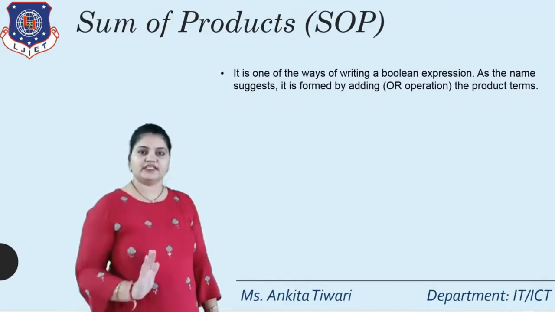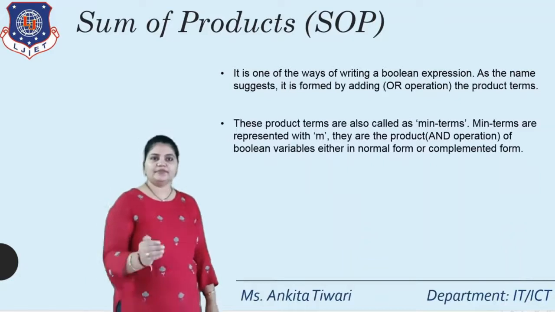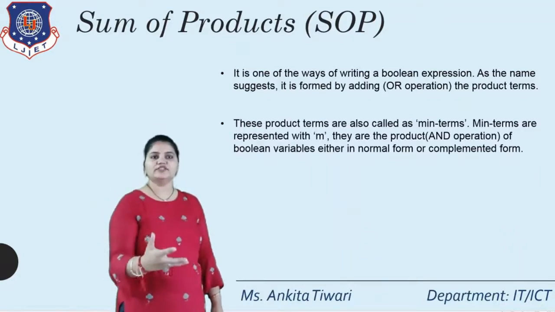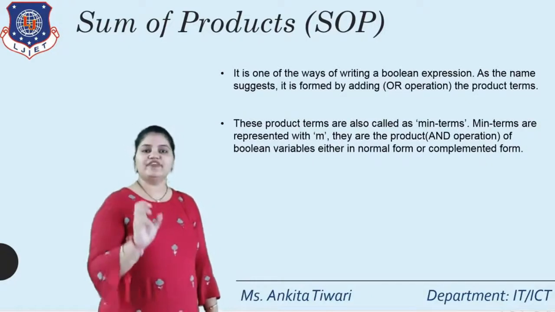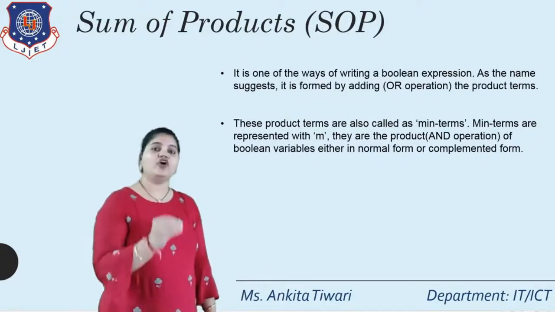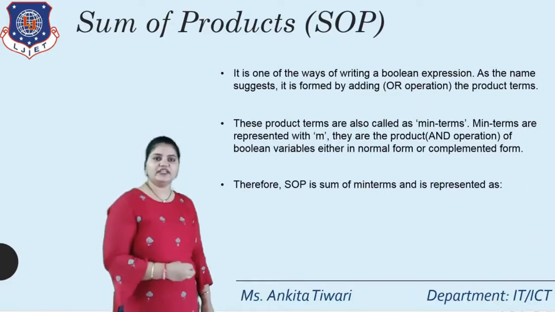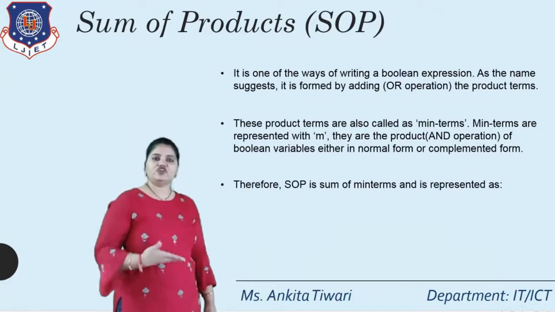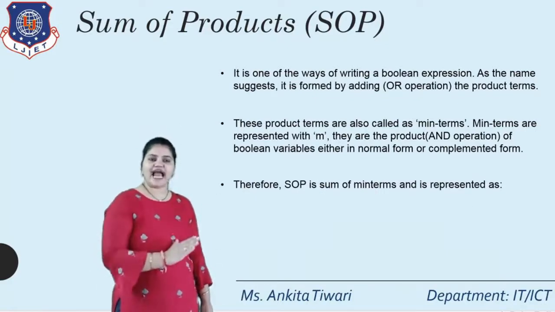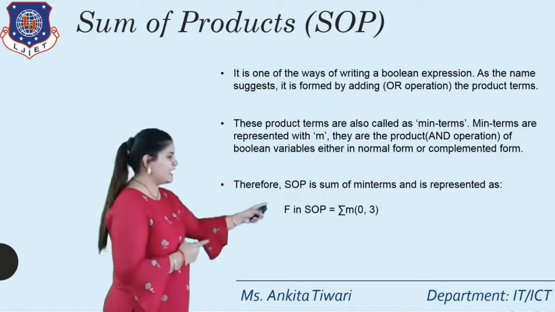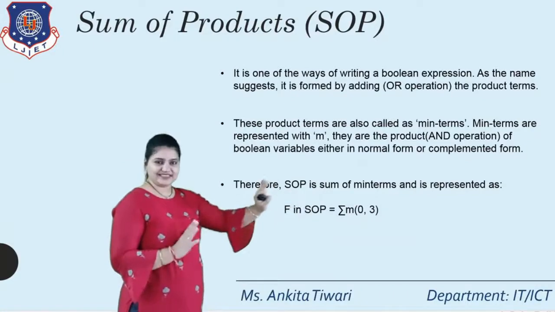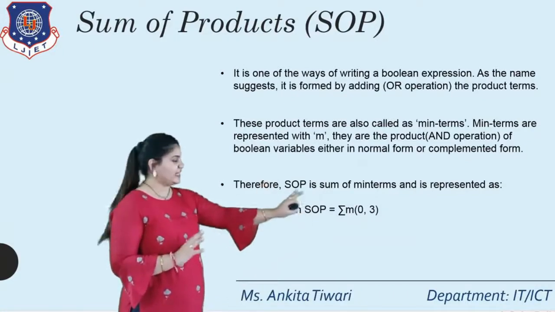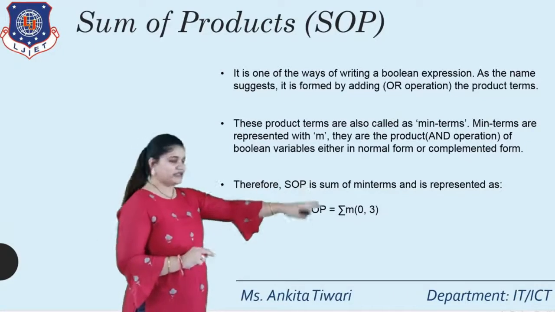So this is the basic concept of SOP. Now in this SOP, the product terms are also called min terms. These min terms are formed by the product AND operation. Now after this, we can say that SOP is a sum of min terms and is represented as you can see here, F is equal to sigma m. Here this is an example, so it is taken as two variables, 0, 3.